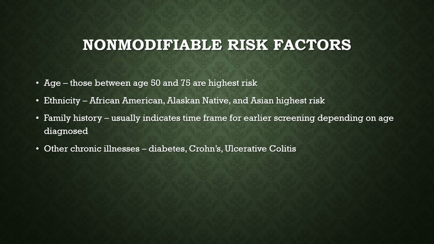It usually depends on the age that the family member that was diagnosed first, as far as when you were diagnosed or started screening. So oftentimes they'll recommend 5 years prior to the year of the age the person in your family was diagnosed. There's also people with specific chronic conditions that warrant screening a little more closely, and those are people with diabetes and certain types of inflammatory bowel disorders such as Crohn's and ulcerative colitis.